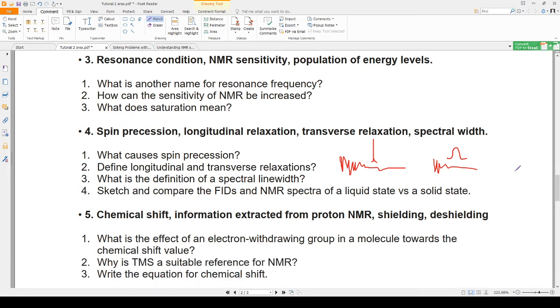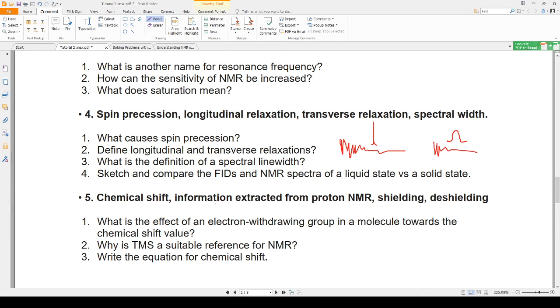So for the chemical shift, what is the effect of an electron withdrawing group? Again, I want you to look at the notes. When you have an electron withdrawing group, you're taking away the electrons, so there's the tendency for the signal to be deshielded, and so the chemical shift will be larger.